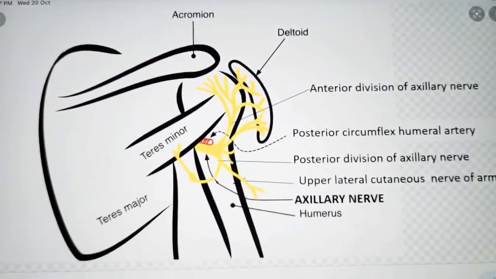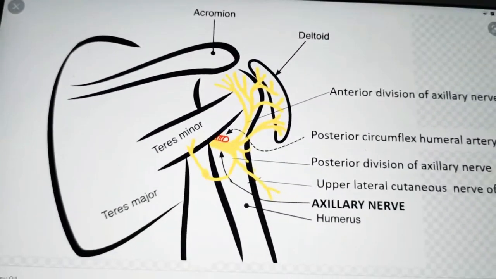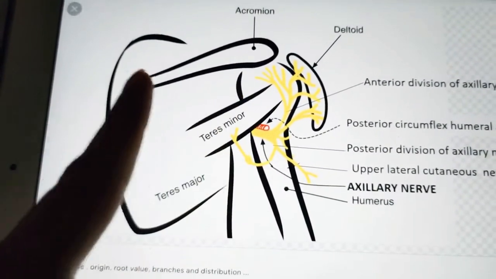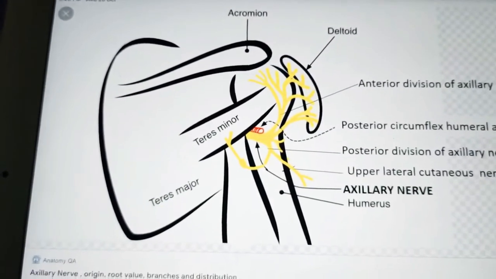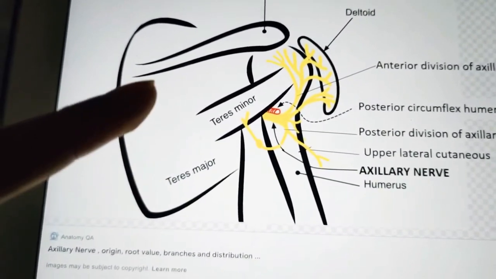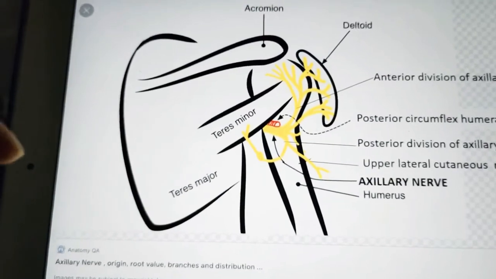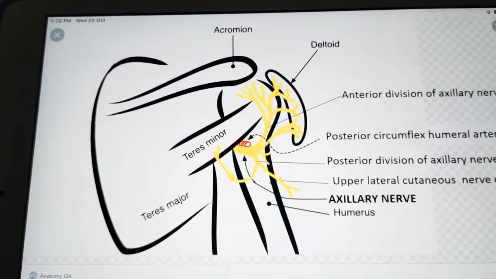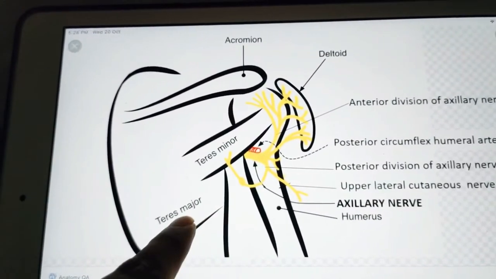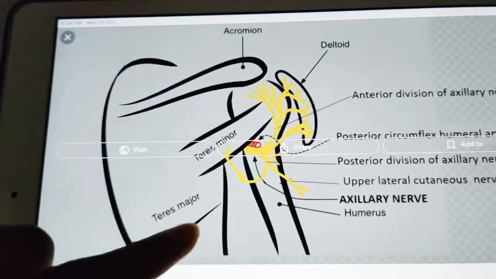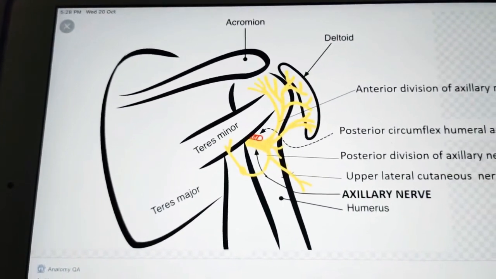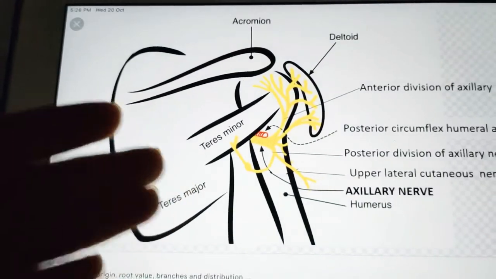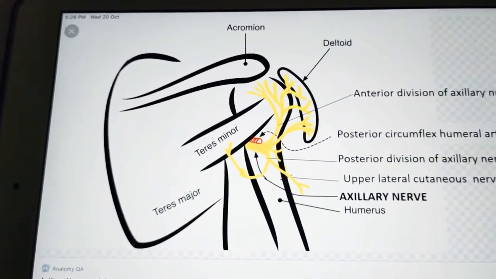Superior to the axillary nerve you will find the subscapularis muscle, and the lowest part of the capsule of the shoulder joint is also present superiorly, and also you will find the surgical neck of the humerus. These are all the superior relations. Inferiorly you will find the teres major muscle, and medially the long head of triceps brachii, right? All this we have already seen in the quadrangular space.